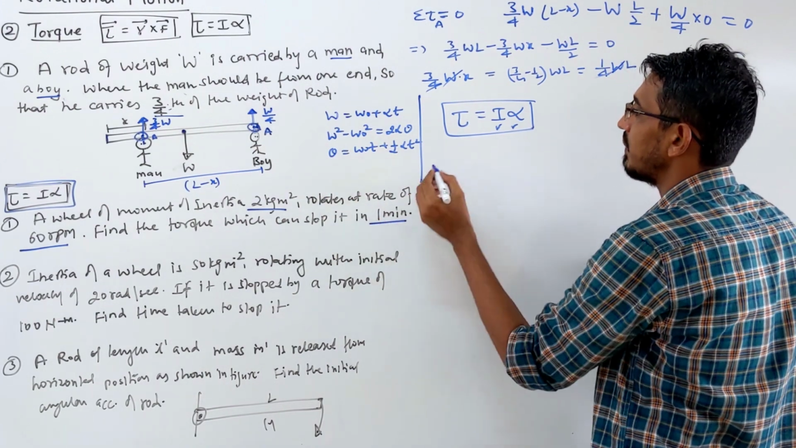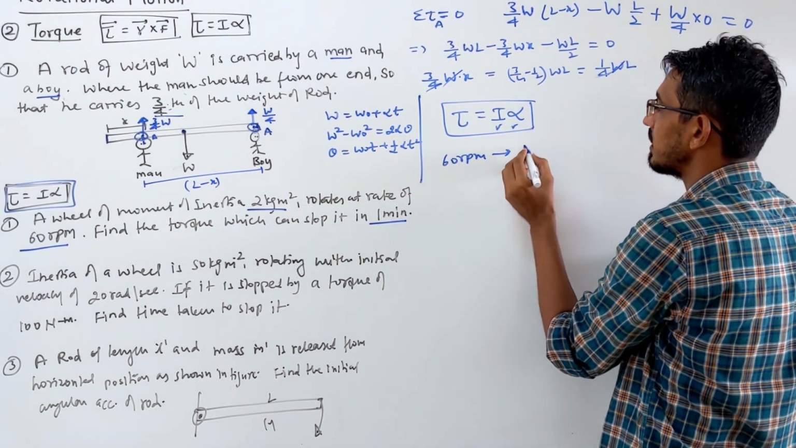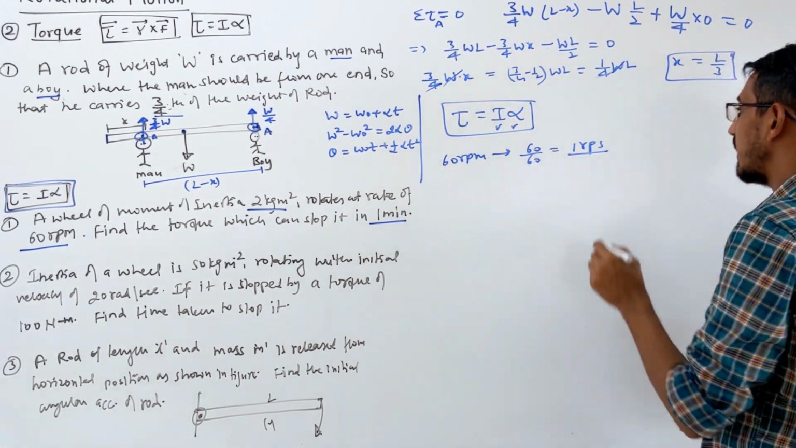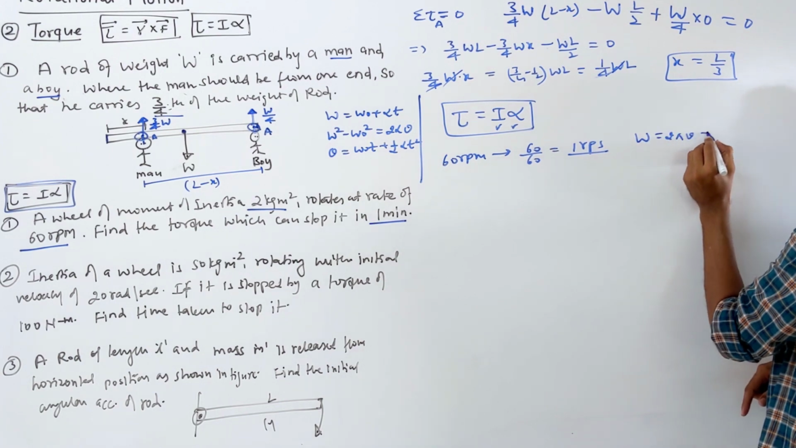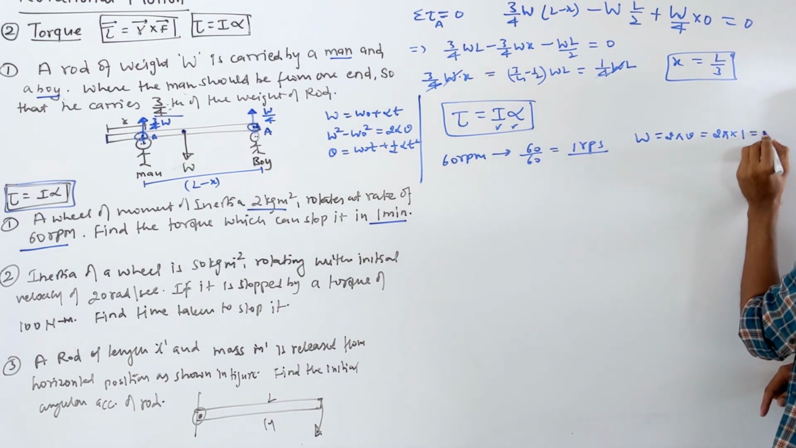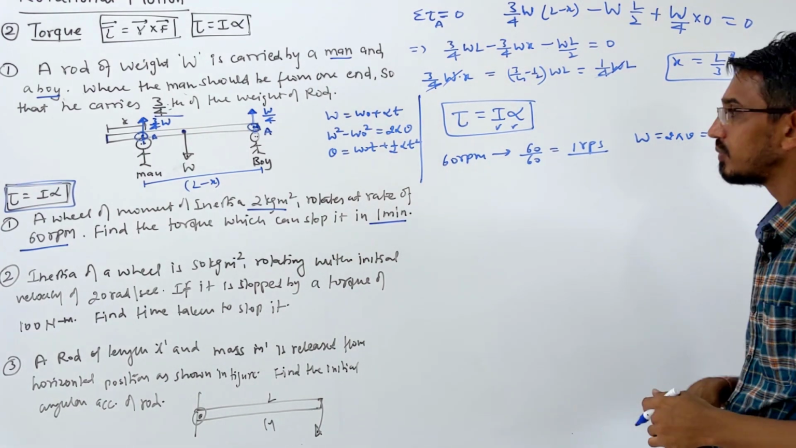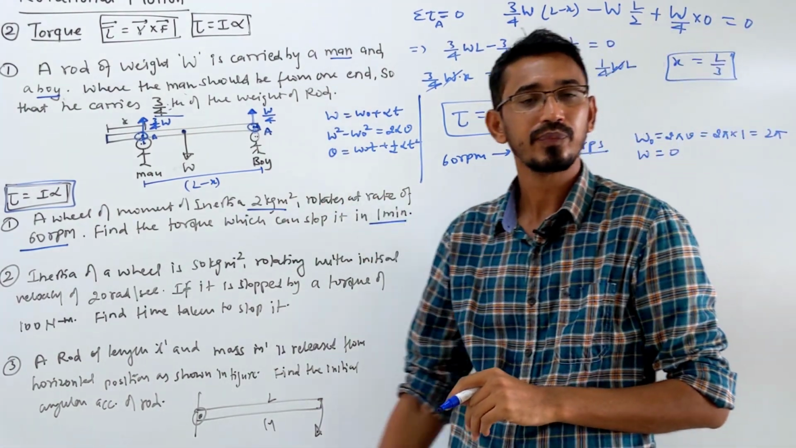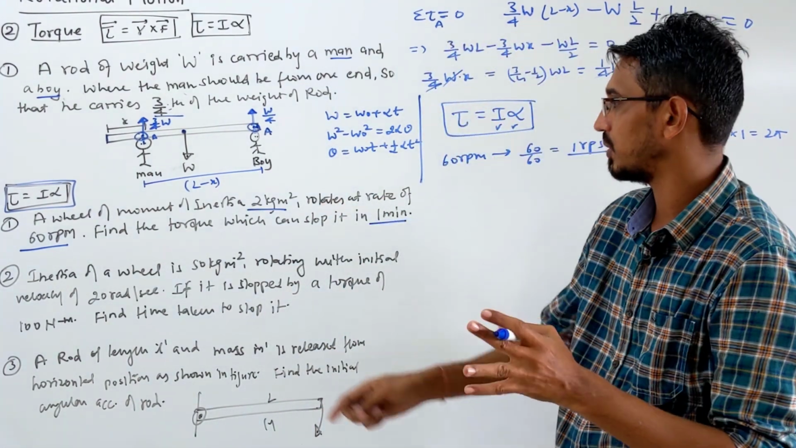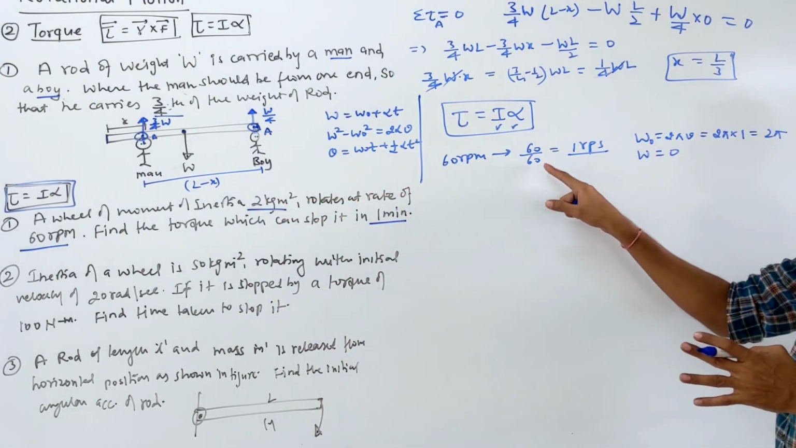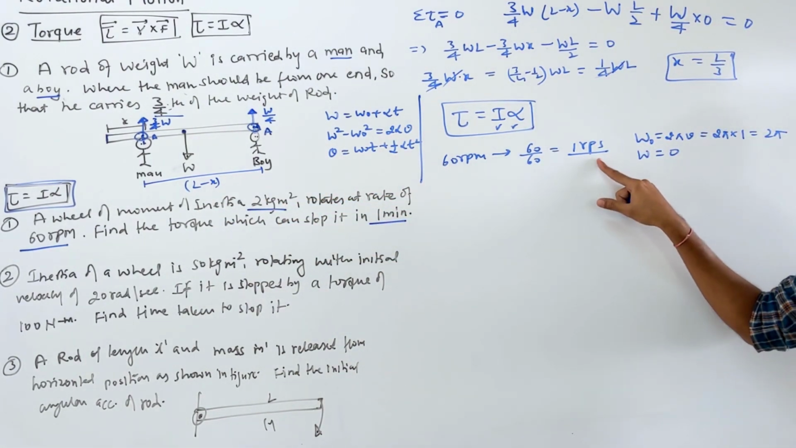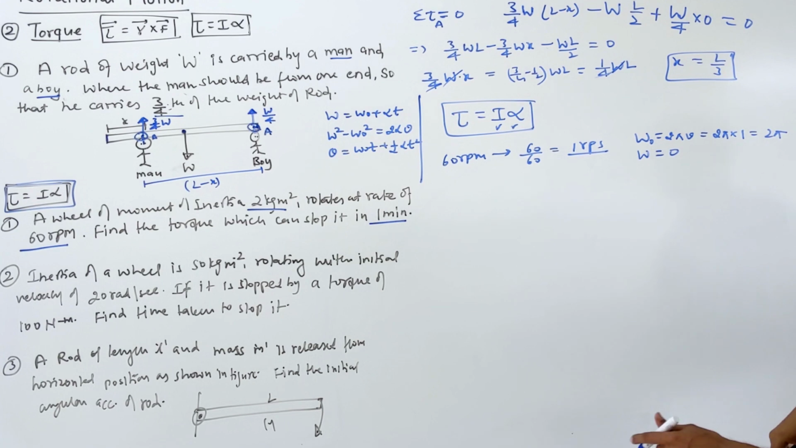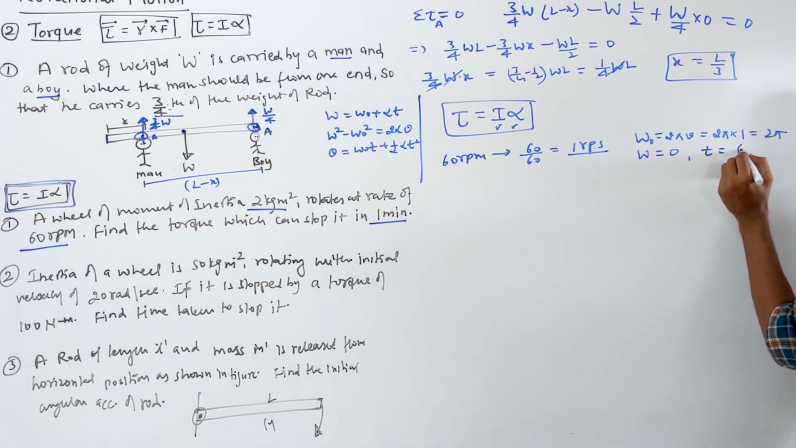What is given to you? Initial frequency is given, 60 rpm. Let's convert to rps: 60 by 60 becomes 1 rps. This is the frequency. So let's find the initial velocity, omega, that is 2 pi into nu. So 2 pi into 1 becomes 2 pi radian per second. This is the initial omega naught. The final is 0, because we are stopping. What else is given? Time is given, 1 minute, which means 60 seconds.